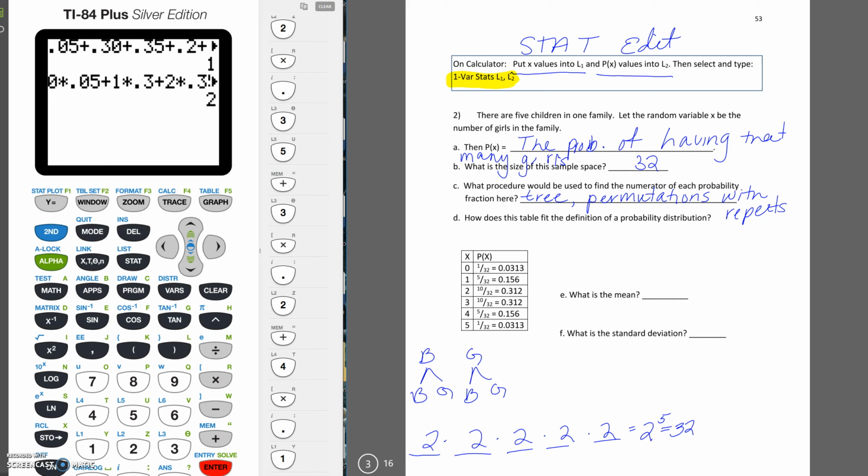So, does this table fit the definition of a probability distribution? So, yes, and we'll figure out why. So, each probability is between 0 and 1. And if we checked it, if we added up those probability values, they would add up to 1.